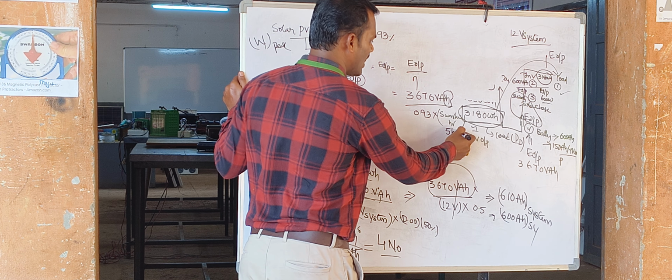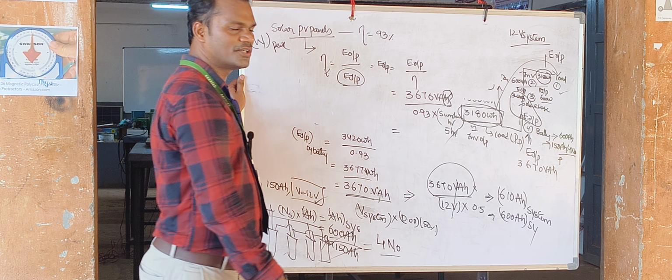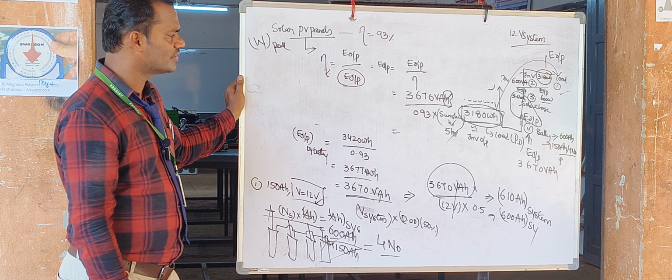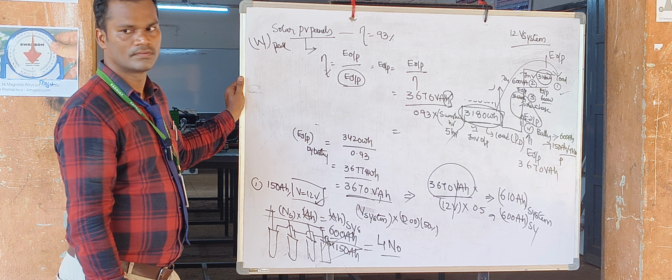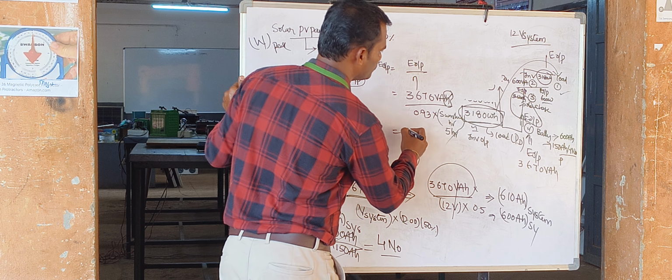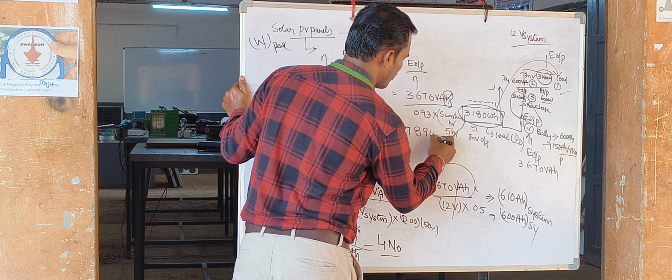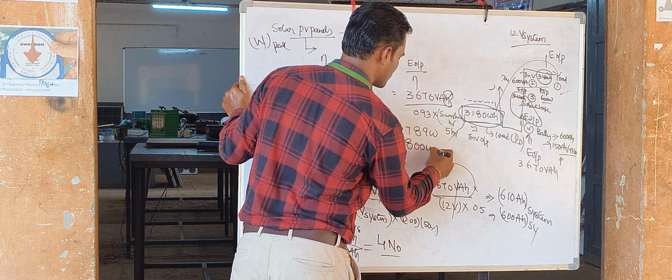So you see here the hour will get cancelled, and automatically this will be expressed in watts. How much? 3670 divided by 0.93 and into 5, that is 789 watts. So I'm going to approximate this to some 800 watts.